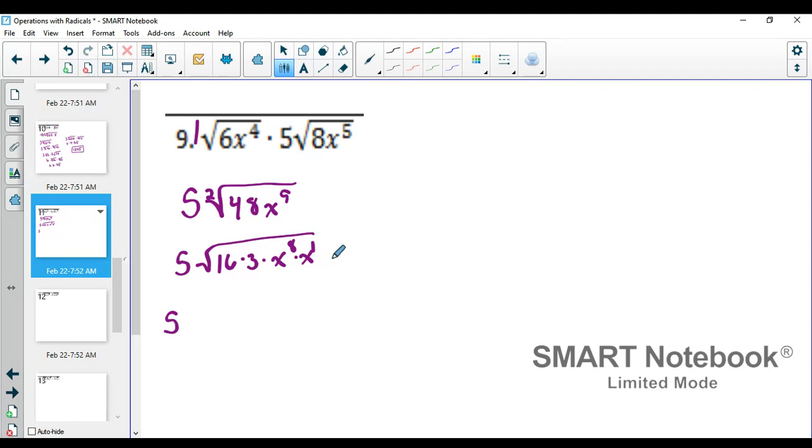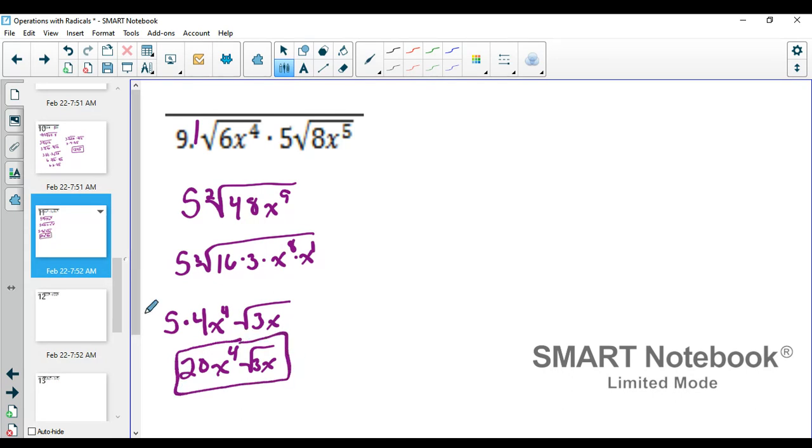So go left to right. The square root of 16 is 4. So 5 times 4. The 3 is going to stay because there isn't a square root of 3. And then 8 divided by 2 is 4. So we have an x to the 4th. And then that x to the 1st is going to stay. So we have 3x left under the radical sign. So then our last step is to do 5 times 4. So we have 20 x to the 4th square root of 3x. And then that's as simplified as that one gets.